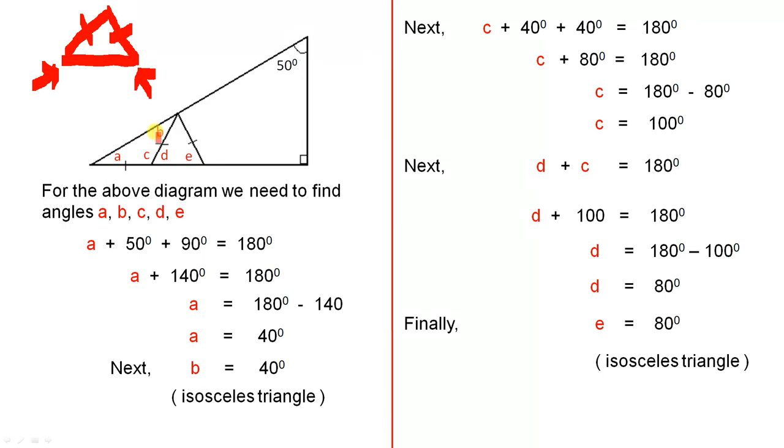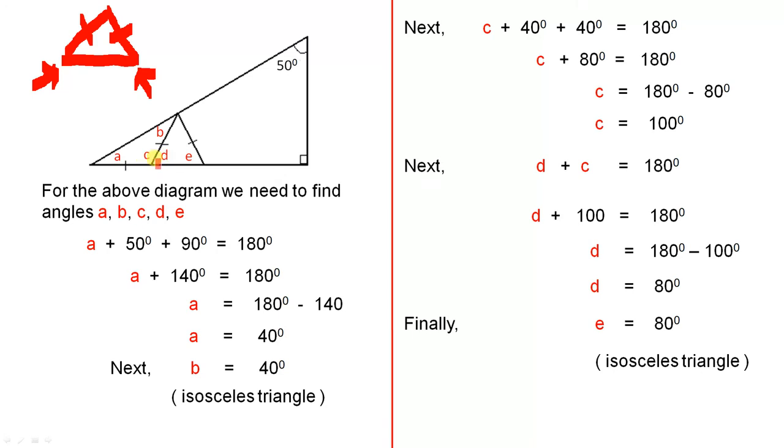There you are. Now we have to find C, which is this one. Well, that's easy. C plus A plus B is 180. So C plus 40 plus 40 is 180. C plus 80 is 180, because 40 plus 40 is 80. So C equals 180 minus 80, so C is 100. So now we find A, B and C. 40, 40, 100. Now we're going to find D.